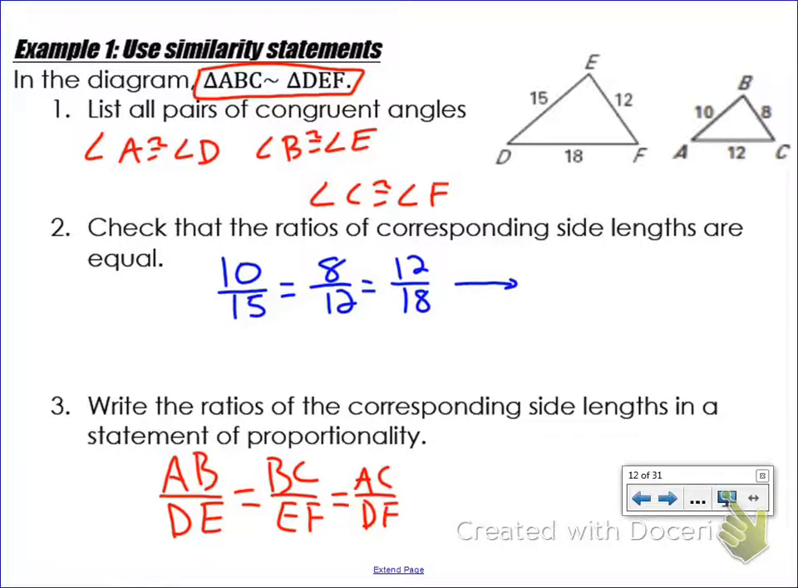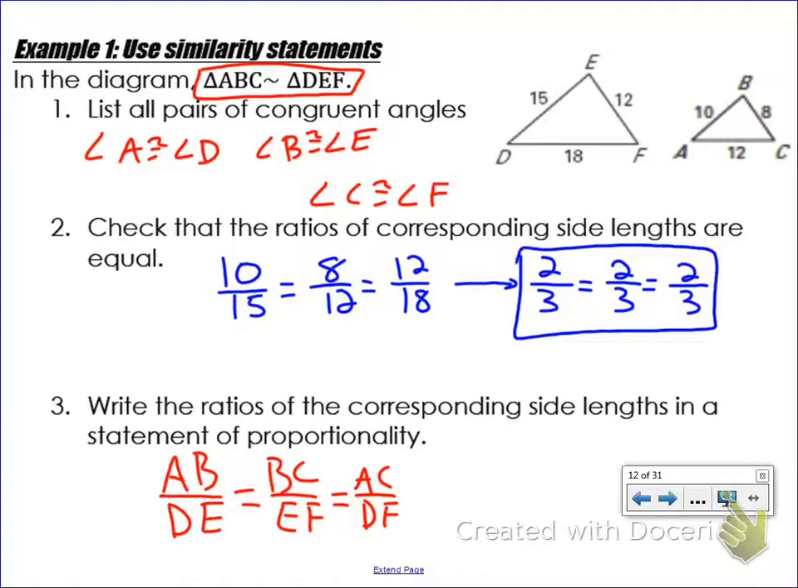Okay, 10 over 15, we're looking for common factors. 5 goes into 10 2 times, 5 goes into 15 3 times, so that reduces to 2 over 3. 8 over 12, 4 goes into 8 2 times, and 4 goes into 12 3 times. And then lastly, 12 over 18, 6 goes into 12 2 times, 6 goes into 18 3 times. As we see, all 3 ratios reduce to 2 over 3. So this is the ratio from triangle ABC to triangle DEF. And since all 3 sides have corresponding ratios and the ratio is exactly the same, we can go ahead and verify that these 2 triangles are similar to each other.